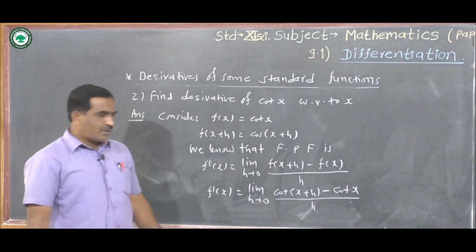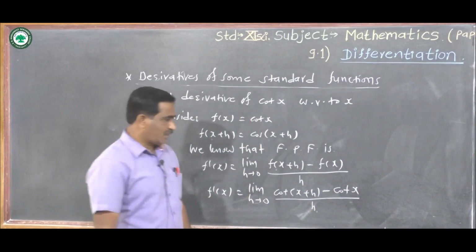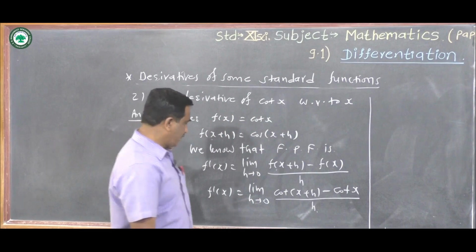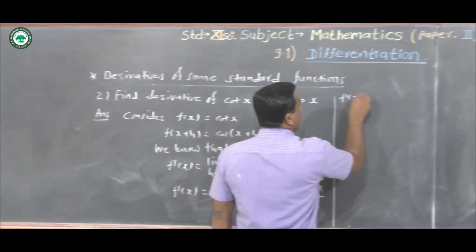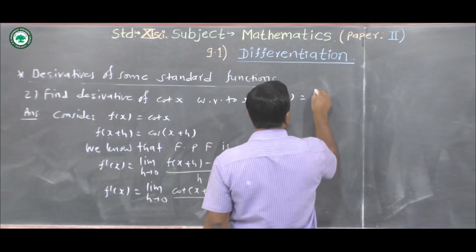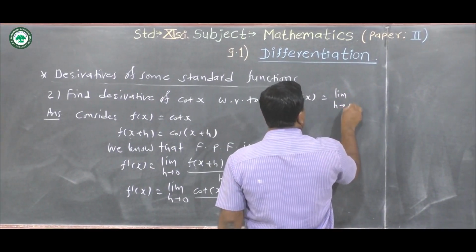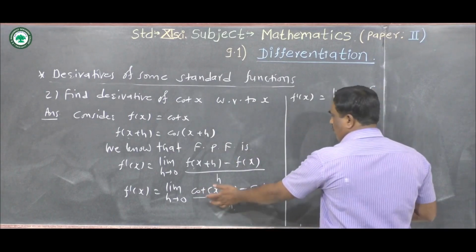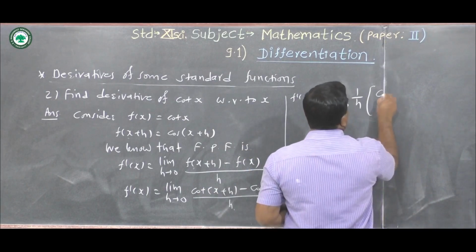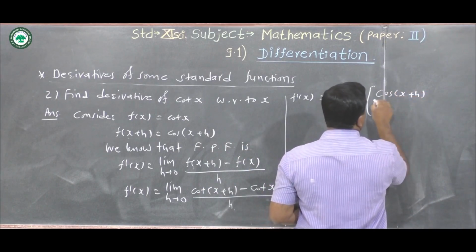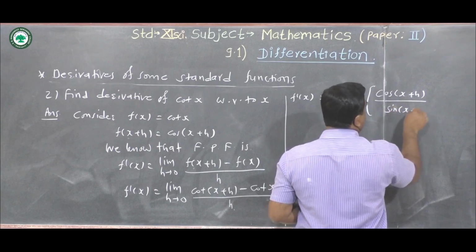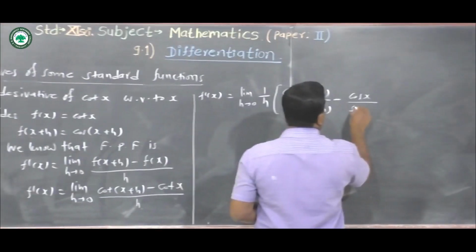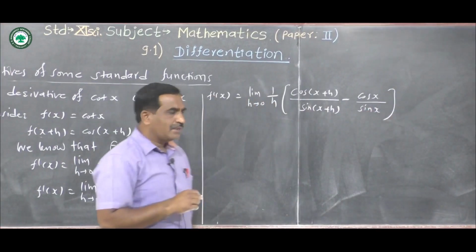Okay, now we convert this cot into the form of sin and cos. We know that cot x means cos x upon sin x. Therefore we can write here f dash of x is equal to limit h tends to 0, 1 upon h, into in bracket cot of x plus h, which means cos of x plus h upon sin of x plus h, minus cot x, which means cos x upon sin x.